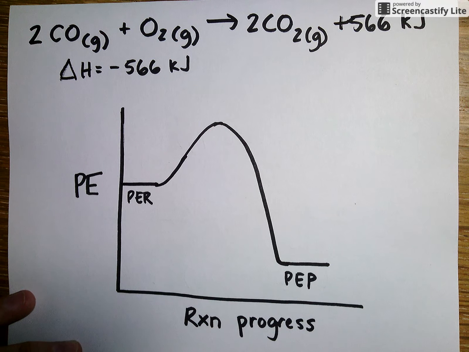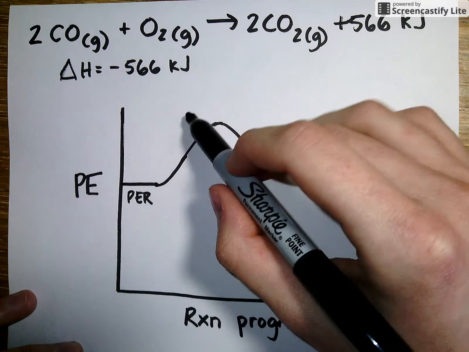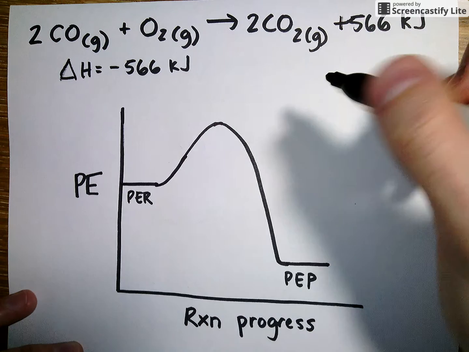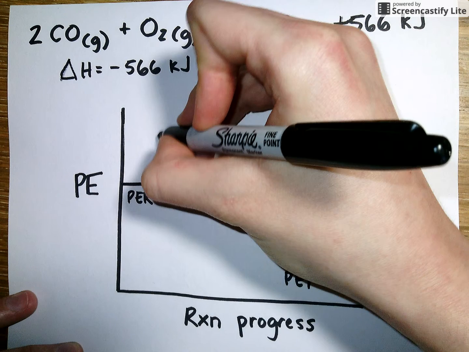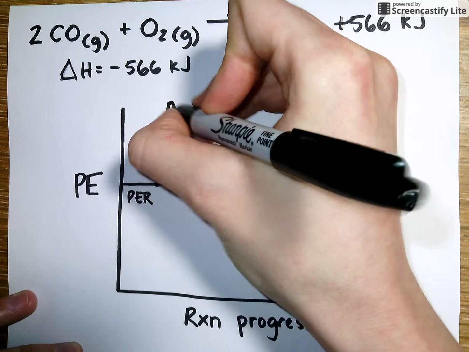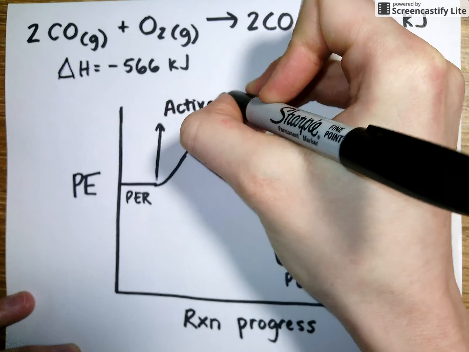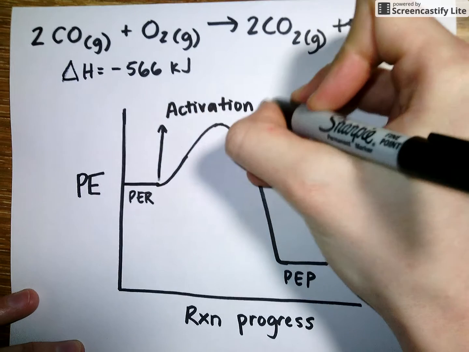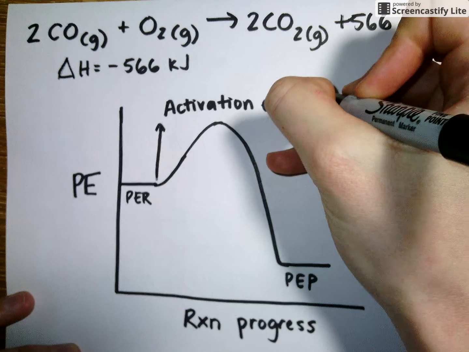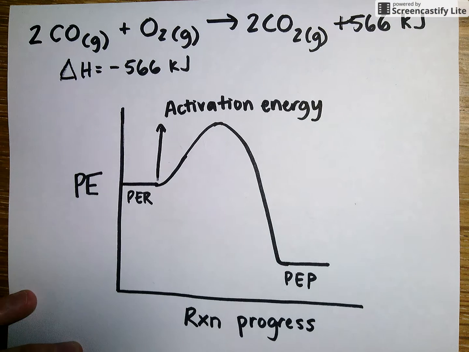So what I'd like to do at this point is label all those values and talk about what they're called chemically. So the amount of energy that I had to add into this reaction is called the activation energy. When you activate something, you get it started. So how much energy did this reaction require to get started?